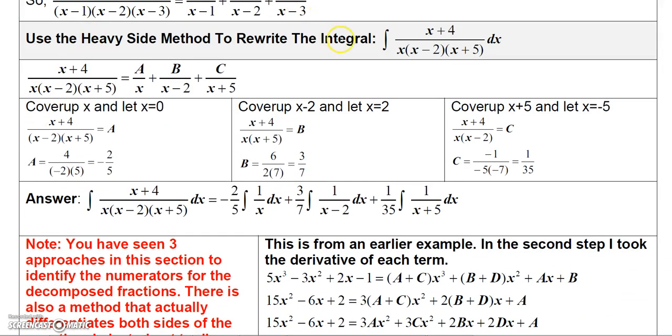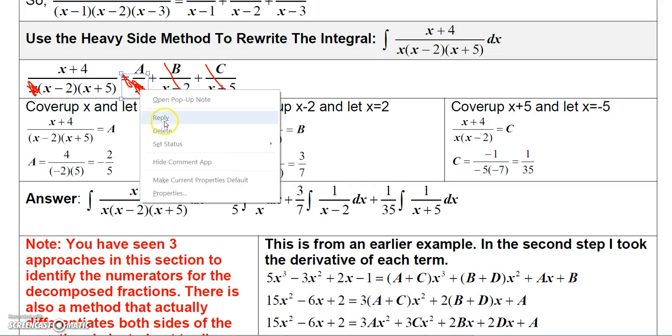Let's see here, what did I do there? If you cover up x and let x equal 0, then these terms would disappear, and if you plug 0 in, you'd get 4 over, let's say, 4 over negative 10, which is negative 2/5.